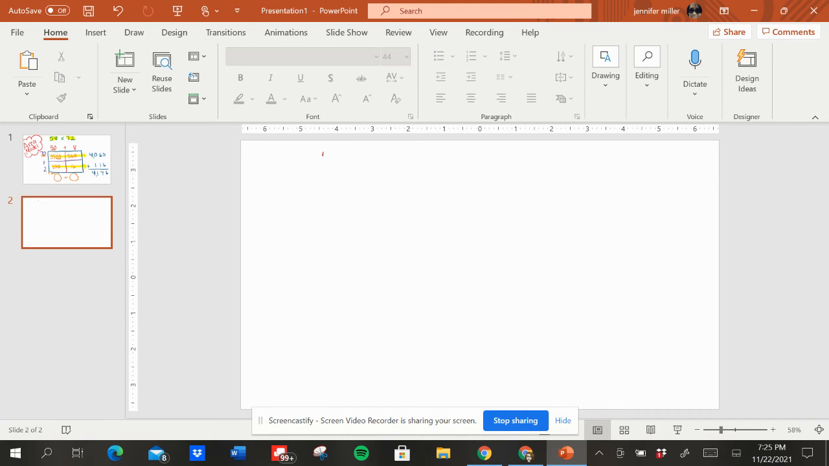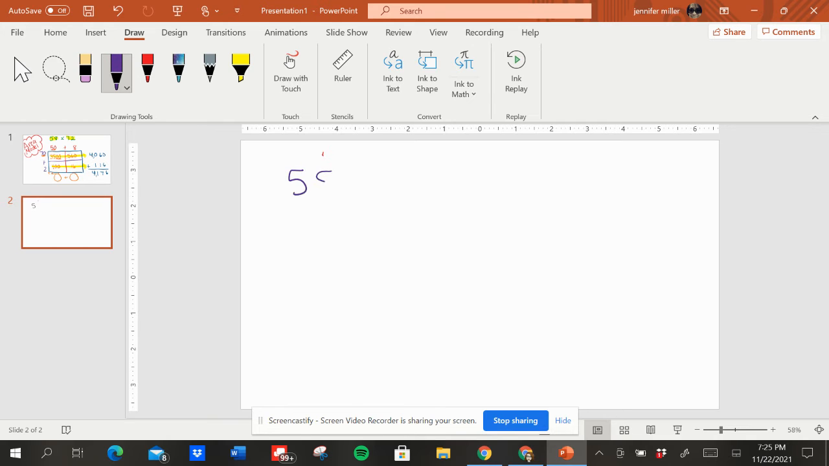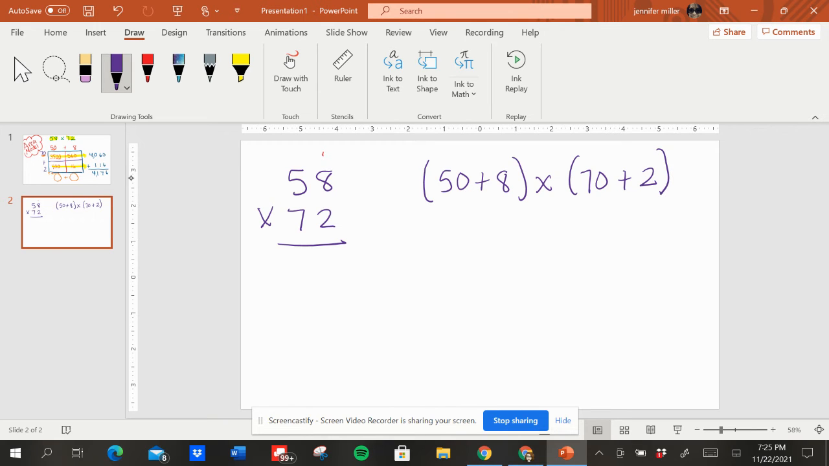So we'll use the same exact problem. We're going to do 58 times 72. And we're going to start out looking more like a standard algorithm, 58 times 72. But I'm going to come over to the side and remind myself that what that means is 50 plus 8 times 70 plus 2. And over here, it's really important that we remember everything in this parentheses. The 50 and the 8 has to be multiplied by everything in this parentheses. So we're going to kind of keep track of that.